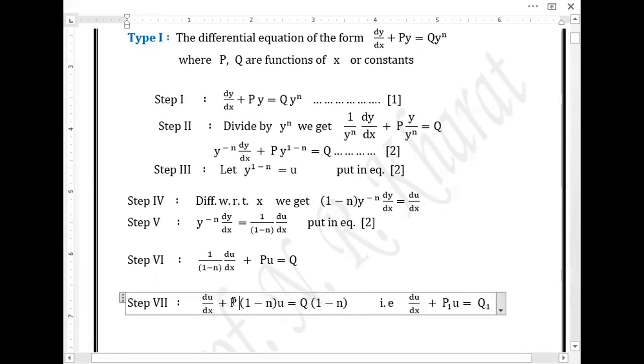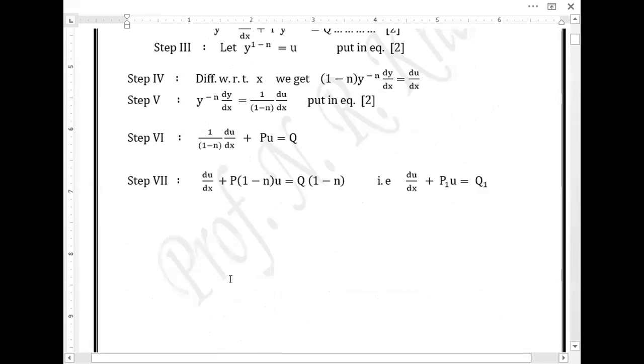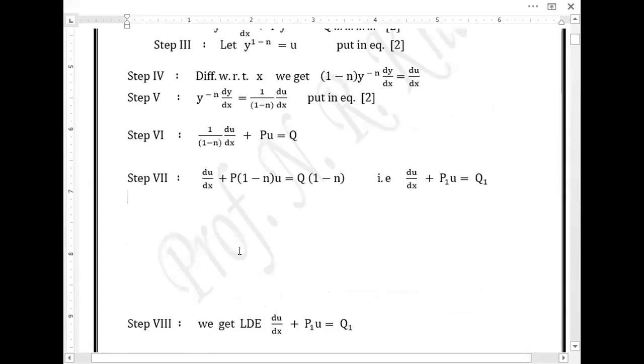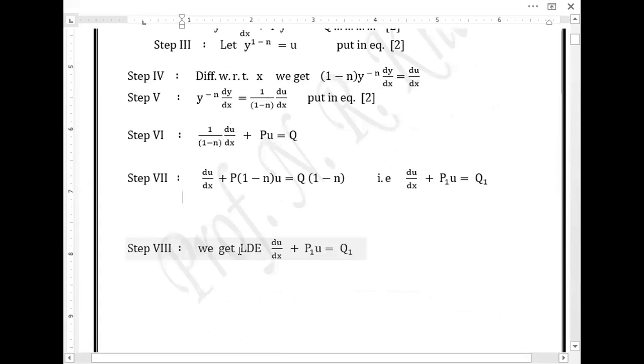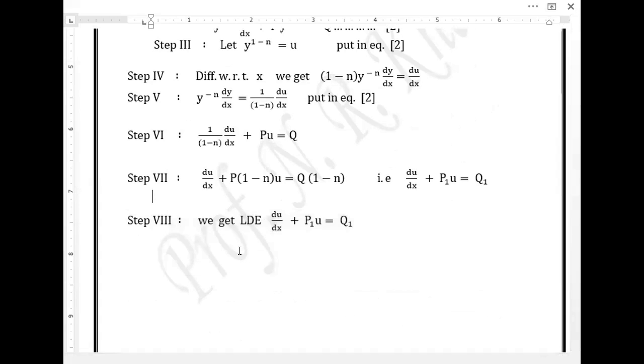So when we multiply p with 1 minus n, we get, suppose, p1, and the right hand side becomes, suppose, q1. So this is the linear differential equation in u. We have to find its general solution, and in the last lecture we already saw how to find the general solution of such a differential equation.